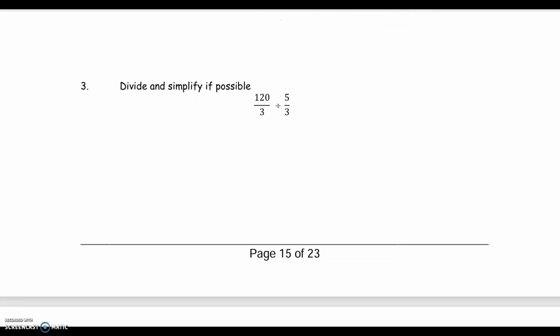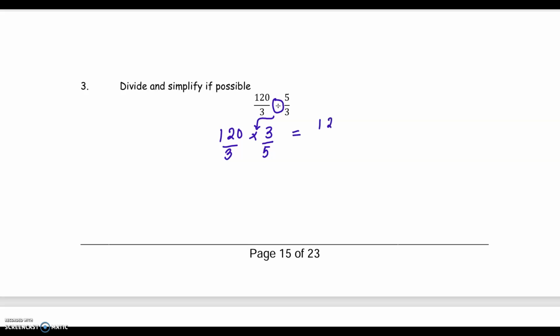120 over 3 divided by 5/3. So 120 over 3 divided by 5/3, division changes to multiplication. Flip the fraction. 120 over 3 times, so what happened was we changed the division to multiplication, and you multiply with the reciprocal of 5/3, which is 3/5.